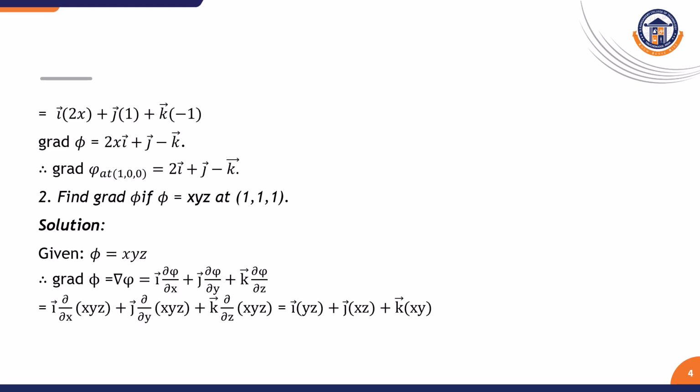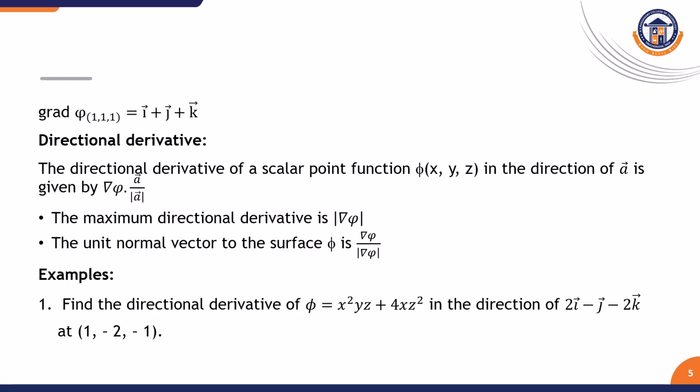The second problem is also grad phi. If the scalar point function is xyz at (1, 1, 1), we apply the same procedure. The final answer is i vector plus j vector plus k vector.